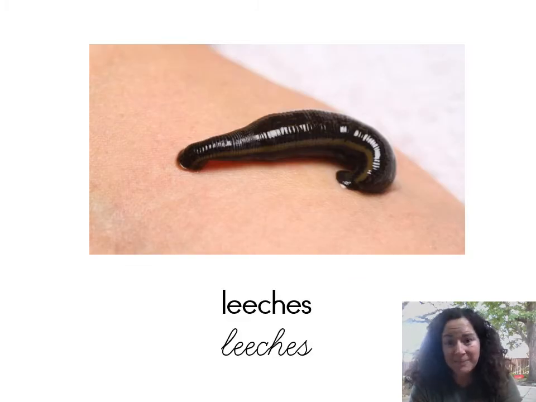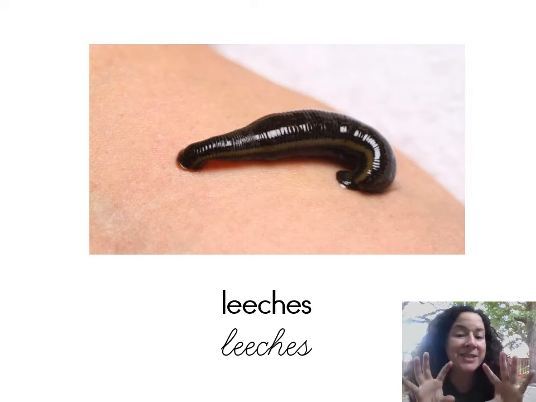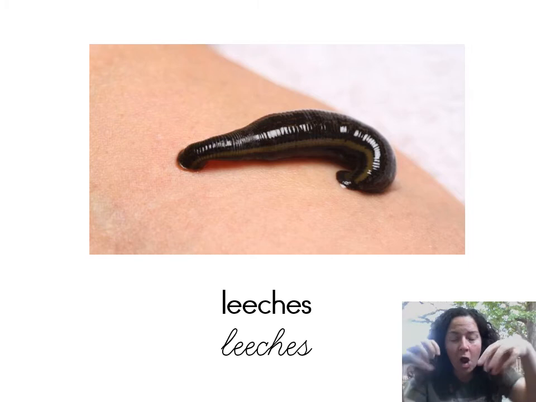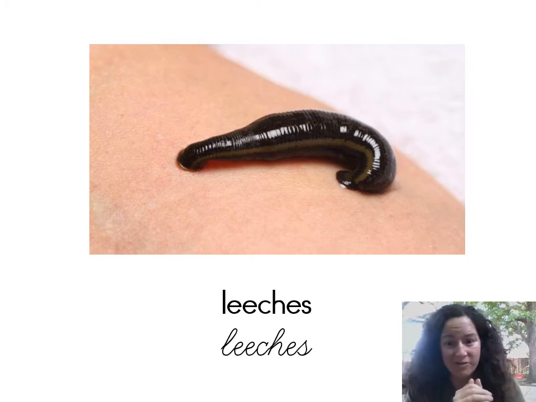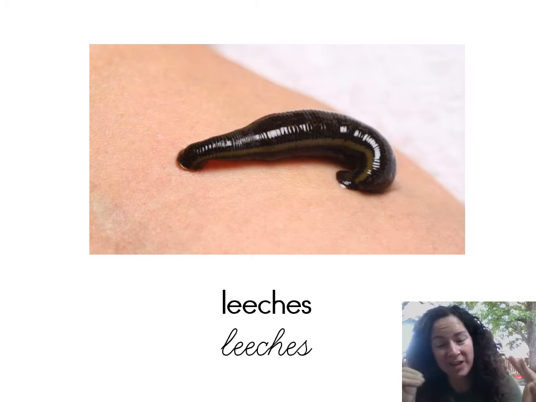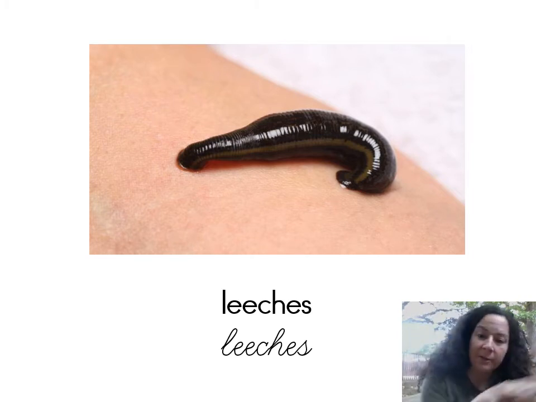Leeches are another type of segmented worm or annelid, and they, just like the earthworm, don't have ears. Some of them might have eyes, but what makes these different from earthworms is that they have suckers on either side of their body that helps them stick on to animals where they can suck blood out of them. That's how they eat. Or they can stick onto surfaces so that if they're living in water, the current doesn't make them float away.